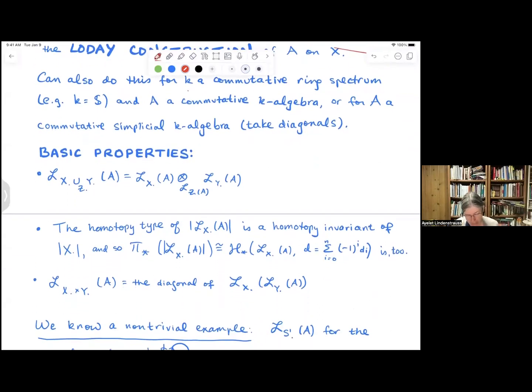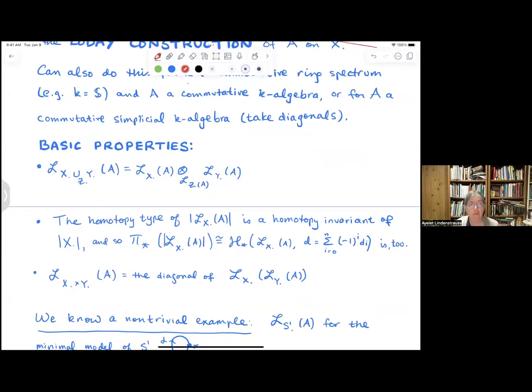A harder property, but a very important one, is that the homotopy type of the realization of the Loday construction, which is a simplicial commutative K-algebra or spectrum that you can realize, is a homotopy invariant of the realization of X. In particular, people often look at the homotopy groups of the realization, which is the homology of the simplicial abelian group with the boundary given by the alternating sum of the d_i's. And of course, if the homotopy type is a homotopy invariant, so are its homotopy groups.